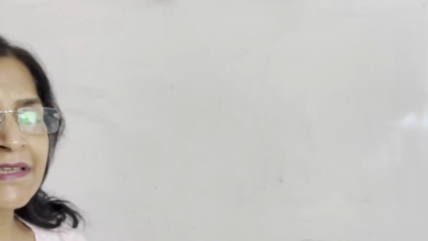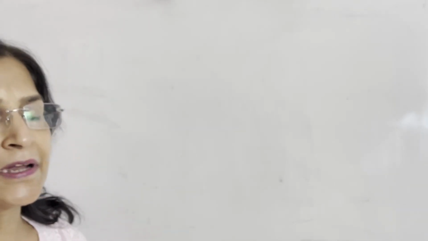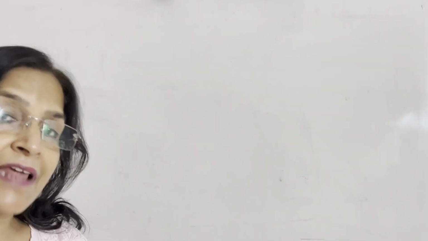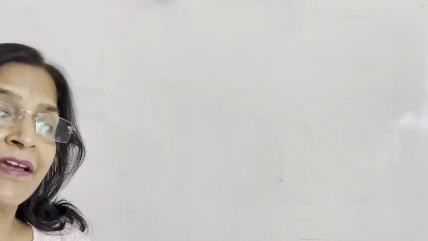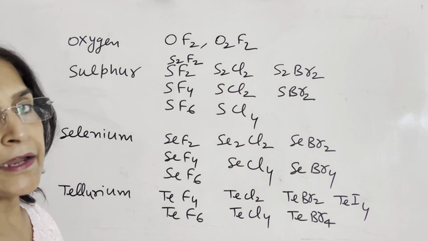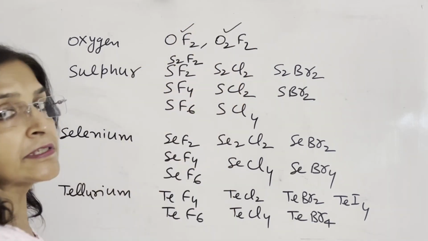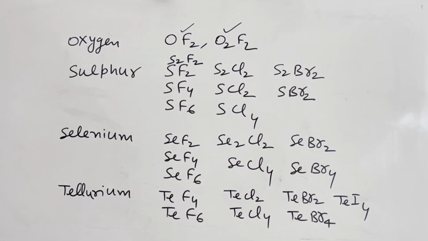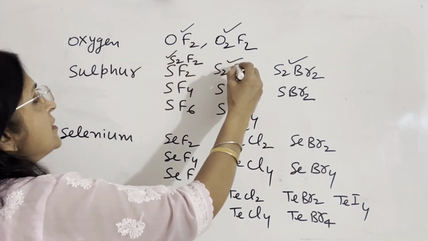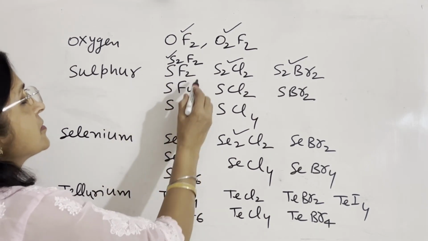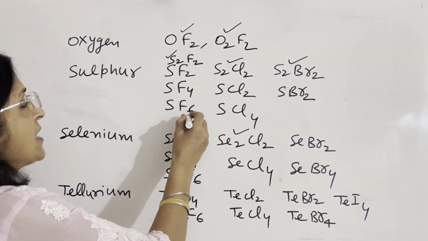Now we will discuss halides of group 16 elements. These elements form a number of halides: monohalides, dihalides, tetrahalides and hexahalides. These are the halides of these elements. These compounds are fluorides of oxygen because fluorine is more electronegative than oxygen. This one, this one, this one and this one. These are monohalides. These are dihalides. These are tetrahalides. These are hexahalides.